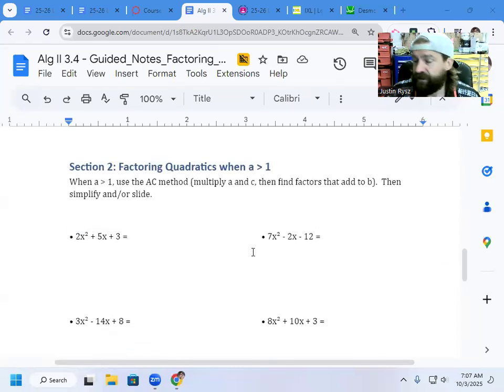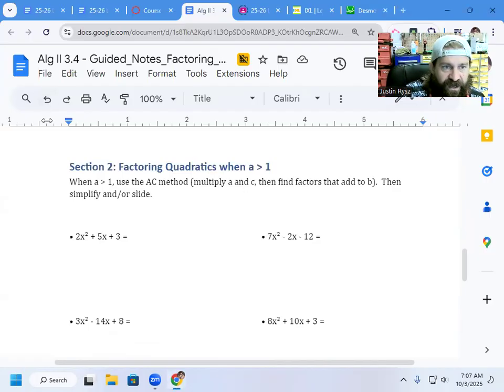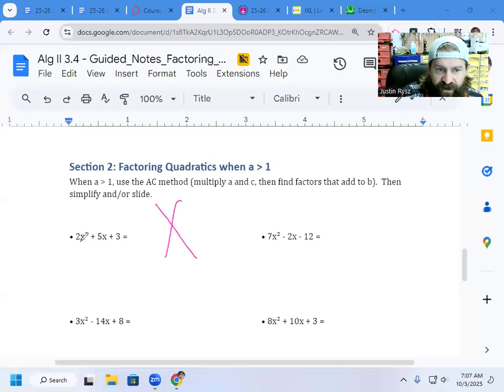Okay, so next part here is, what do we do when we have factoring with a number in front? When there's a number in front, what we're going to do is multiply to get AC and then add to get B. What that means is we're going to set up our X again, but we're going to multiply 2 times 3 here and put 6 down, and then 5 for the sum.